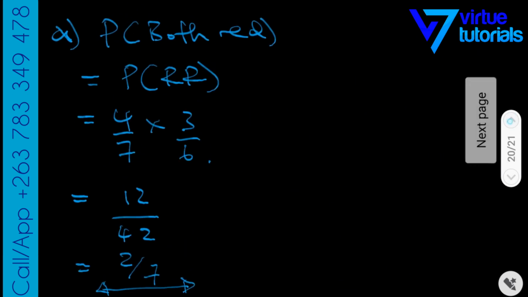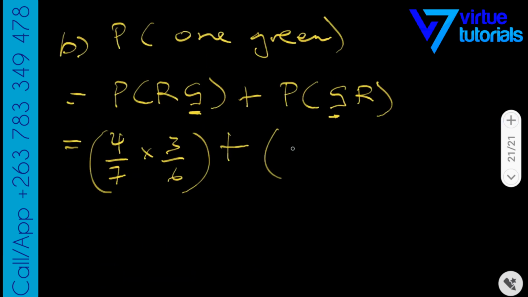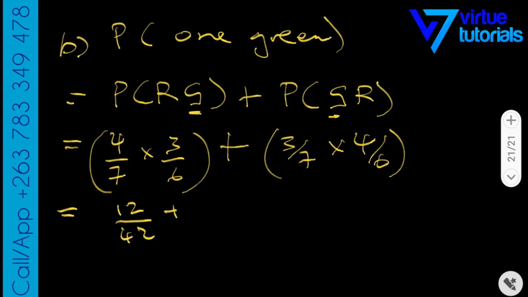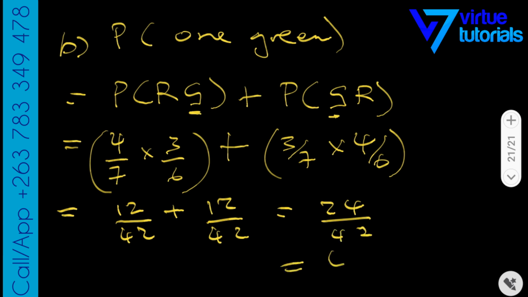So 3 over 7 times 4 over 6. We just simplify that. 4 times 3, 12, 7 times 6, 42, plus 4 times 3, 12, 7 times 6, 42. Add that, you get 24 over 42. In lowest terms, that's 4 over 7.